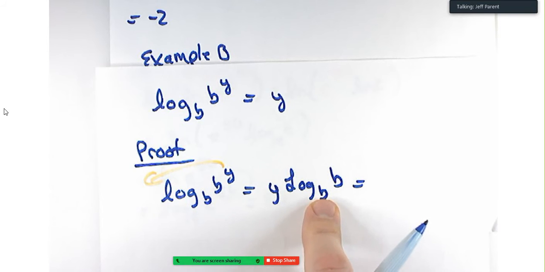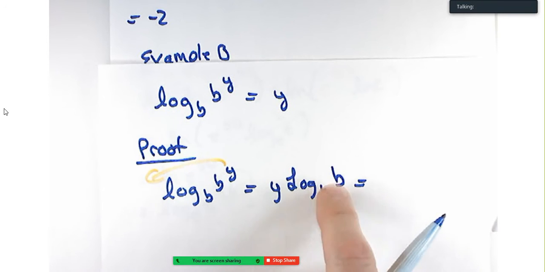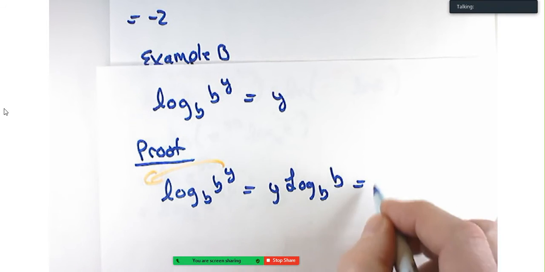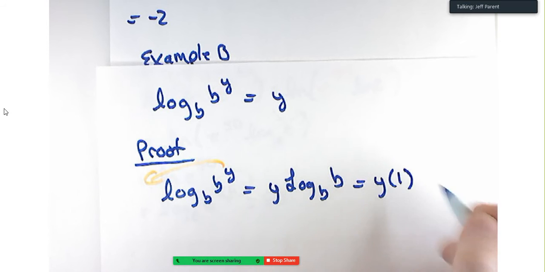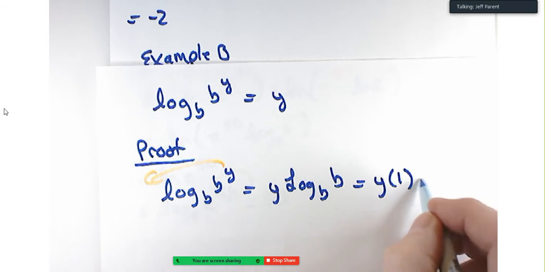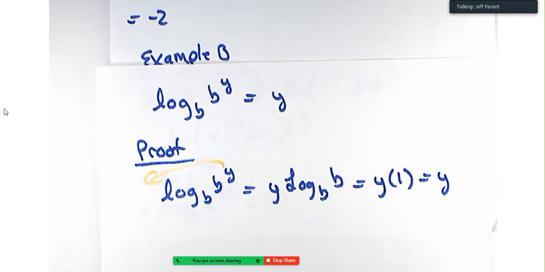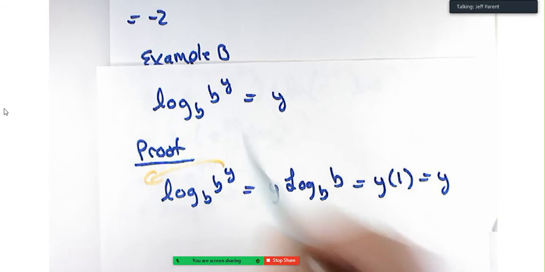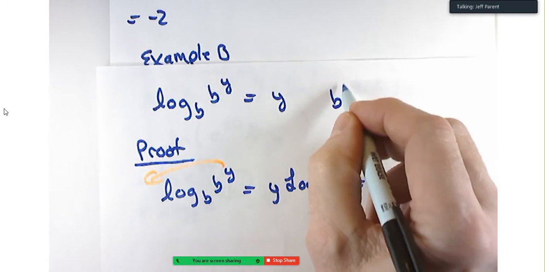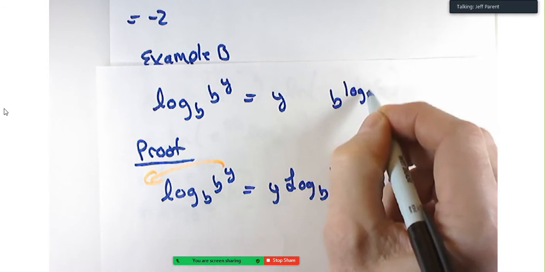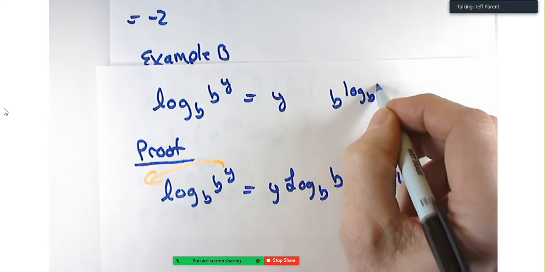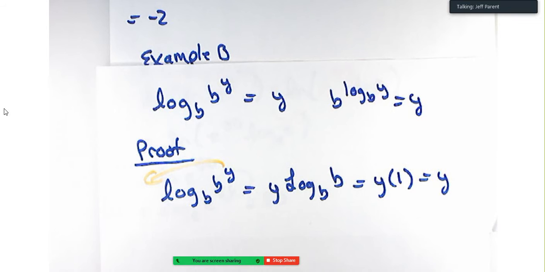So my question to you is, what power of b gives you b? And the answer would be the first power. So you just get y times 1, which is y. Now in a similar fashion to this, you also have b to the log base b of y equals y.